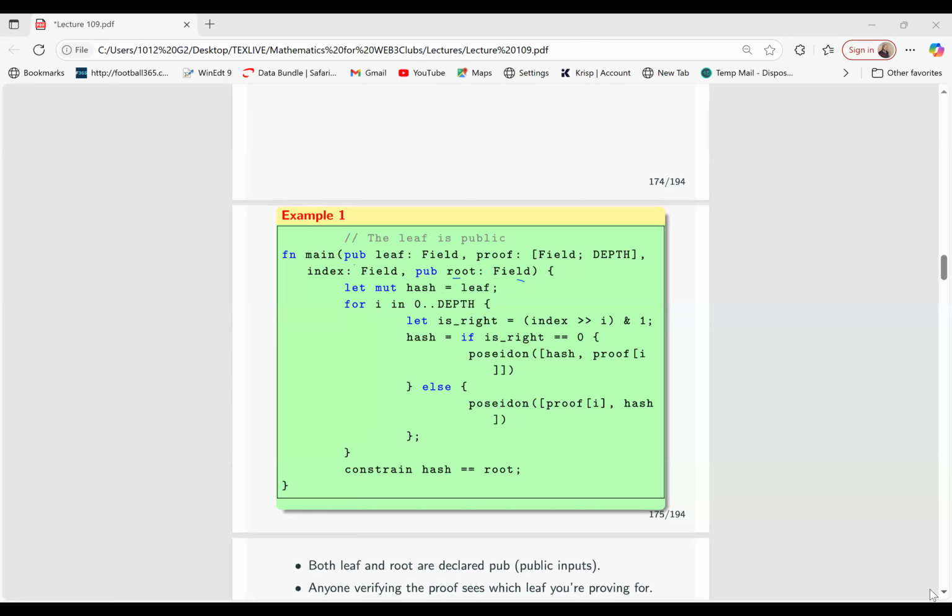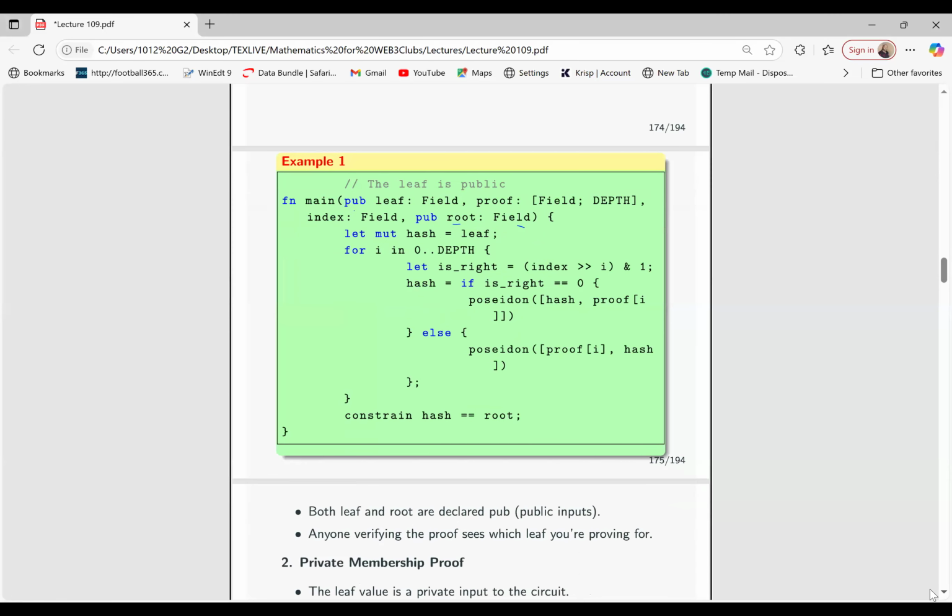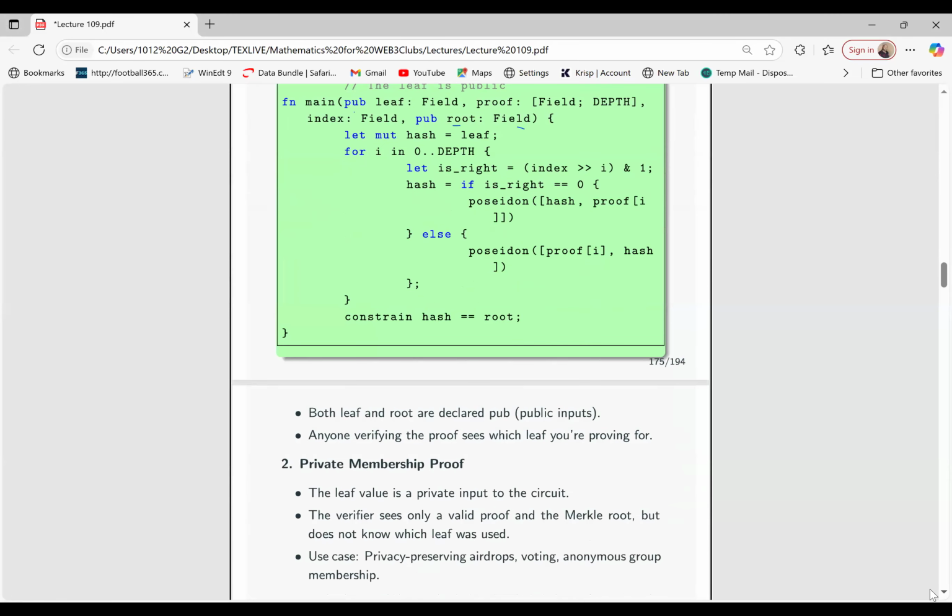So in this case, the leaf is public. And the root is also public, you can see. So the root is public, the leaf is public. So anyone verifying the proof will see the leaf you are proving. They will know what the leaf is. It's not hidden from anybody.